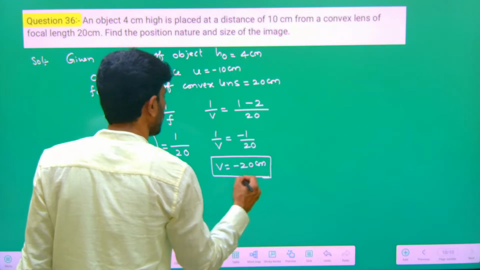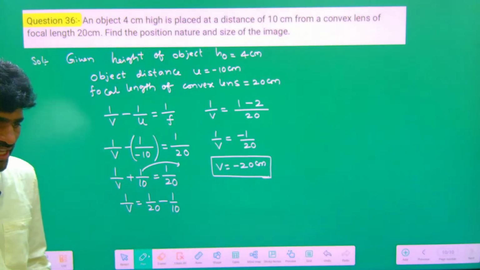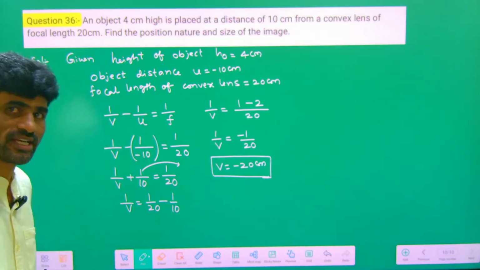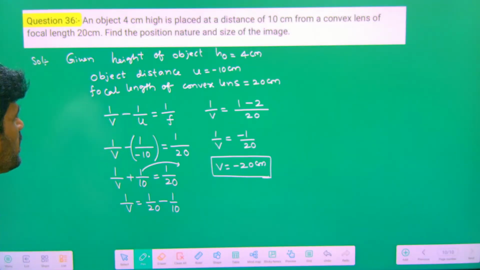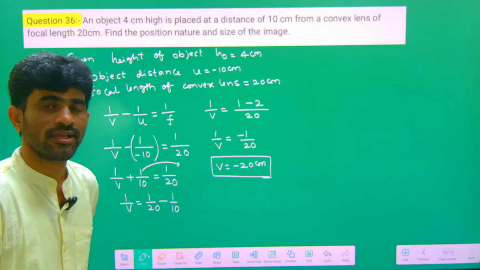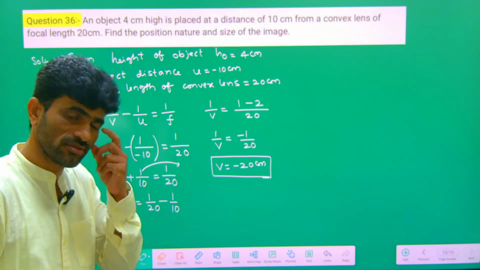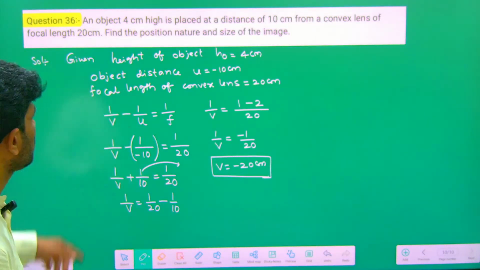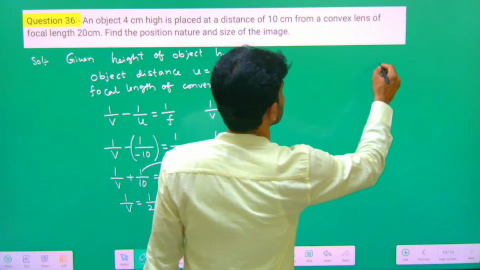So v we got negative. When we get v negative, which side is the image forming? Left side. When it is forming on the left side, it is a virtual and direct image. You can observe clearly if you see the position.